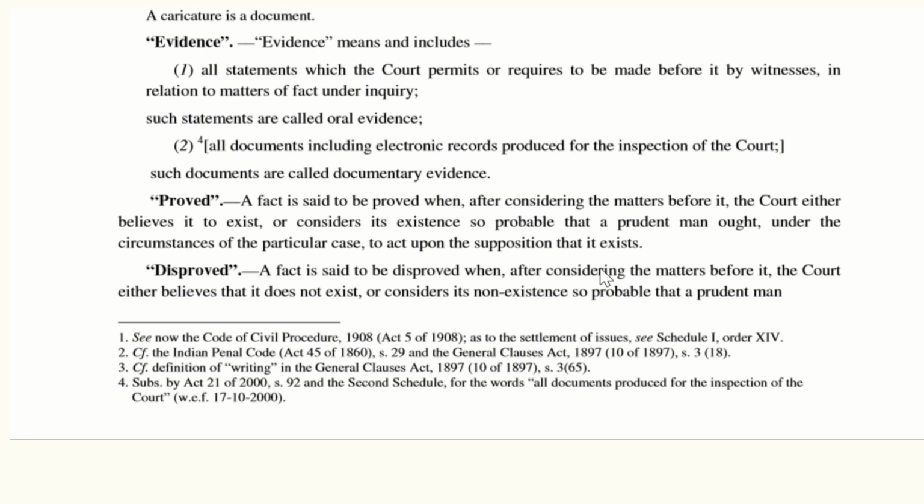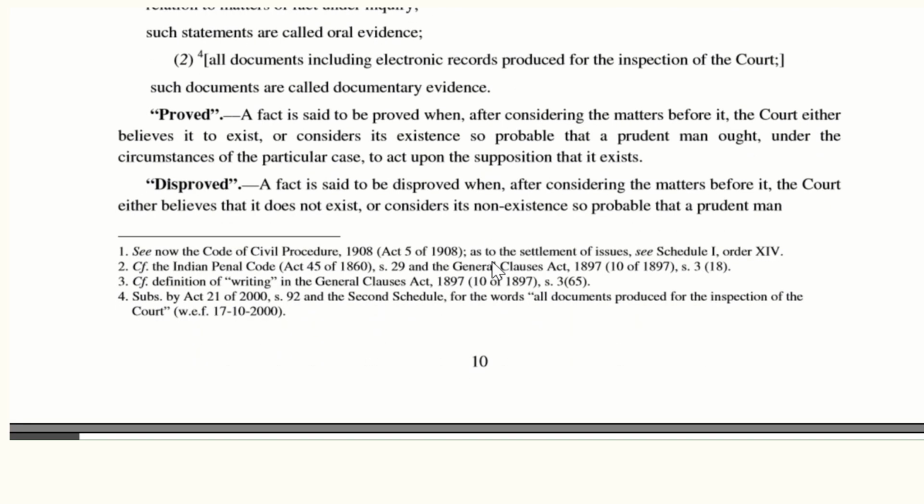The next word they are using is disproved. Some facts are placed before the court. The court believes that no, this is not possible. I don't think this could exist. If somebody is saying an alien came to the earth and killed him, even a normal prudent man will understand that it is not possible at all. They obviously know an alien will not come to the earth and kill somebody.